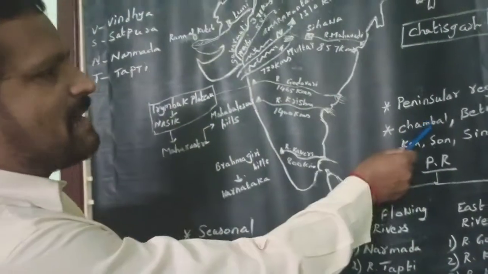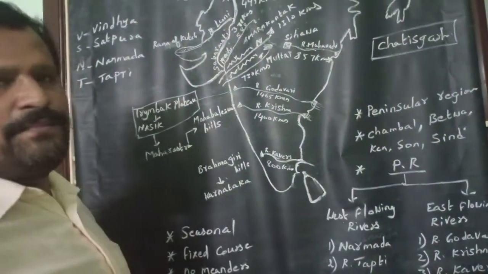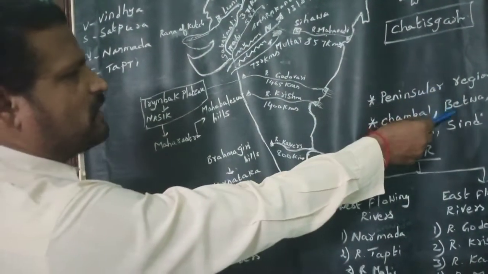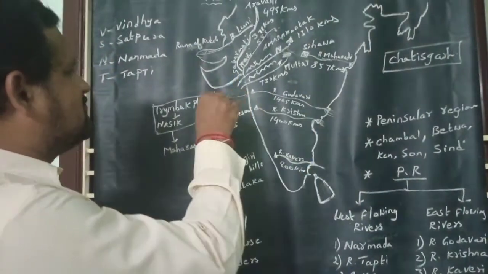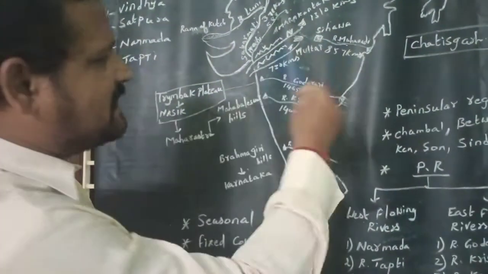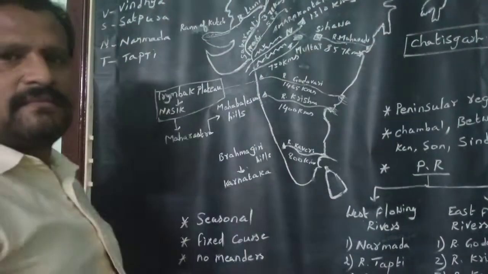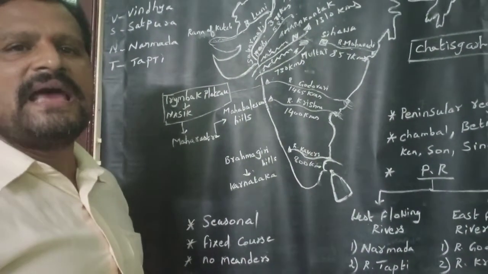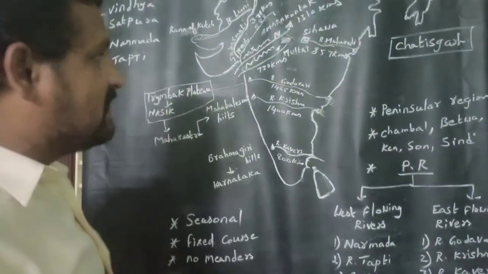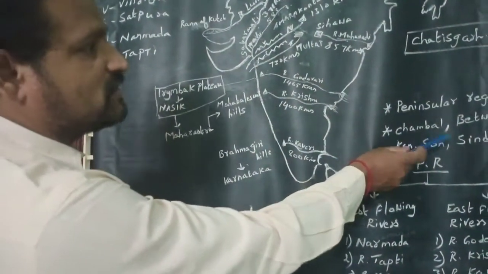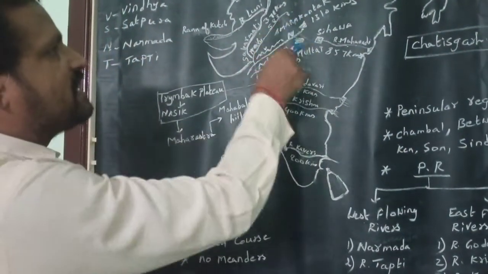Some rivers like Chambal, Betwa, Ken, San and Sindh neither discharge in the Arabian Sea nor in the Bay of Bengal. They flow towards the north and join the Ganga river. These rivers are also called Peninsular rivers. Why? Because these rivers originate in the Peninsular region.